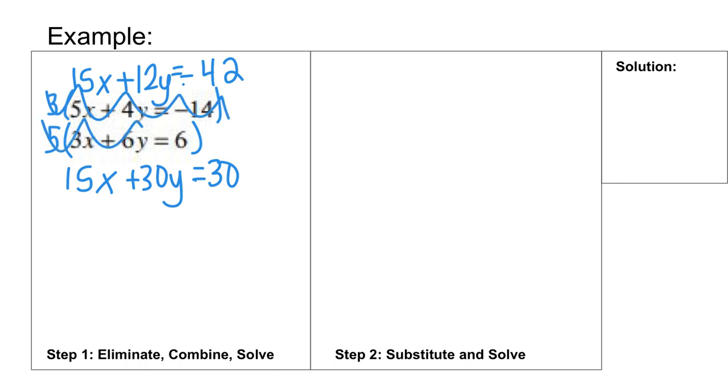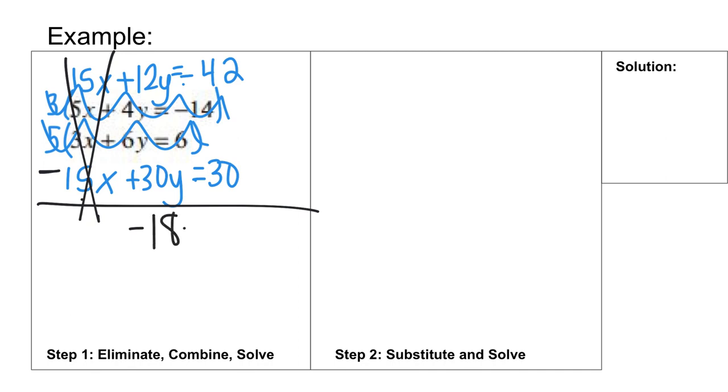Once I do that, those original equations are not used anymore. And I eliminate using my new ones. So since I have a 15x and a 15x, they're the same, which means we eliminate using subtraction. 15 minus 15 will cancel. 12 minus 30 gives me negative 18y. Negative 42 minus 30 gives me negative 72. So I'm subtracting everything at this point. And then we divide to finish.